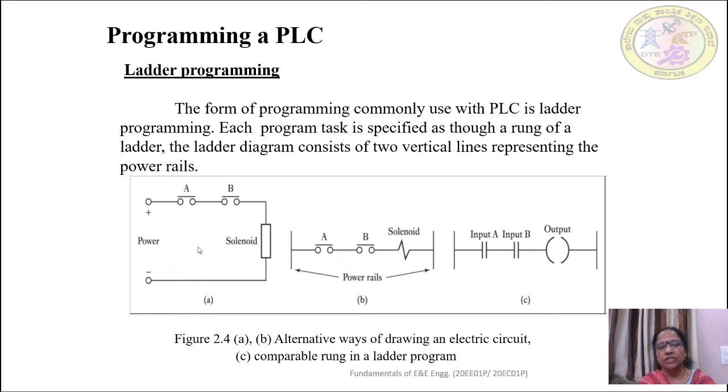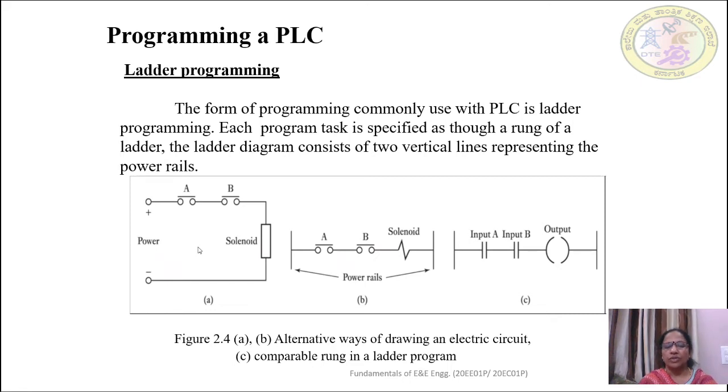So students, you can see the figures, figure A, figure B and figure C. Figure A and B are two alternative ways of drawing an electric circuit. In figure A, we can see two inputs, A and B, and the solenoid is the output. These two inputs A and B are supplied with power, so we can see the plus or minus power applied to A and B, and the output is across the solenoid. Similarly, in figure B we also have two inputs A and B, and then the output, that is the solenoid.